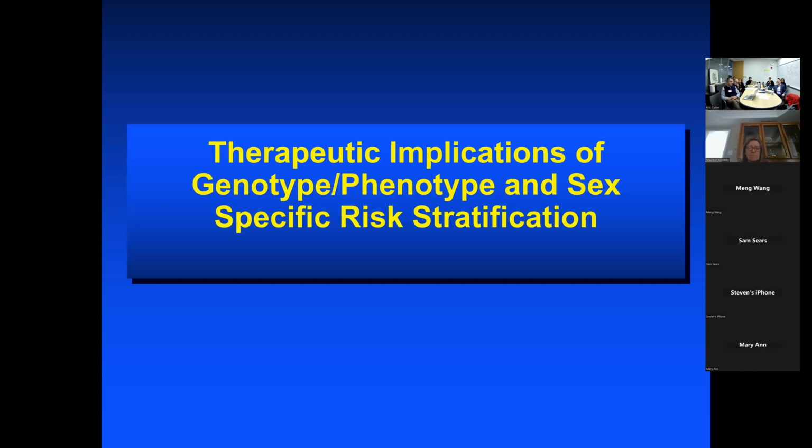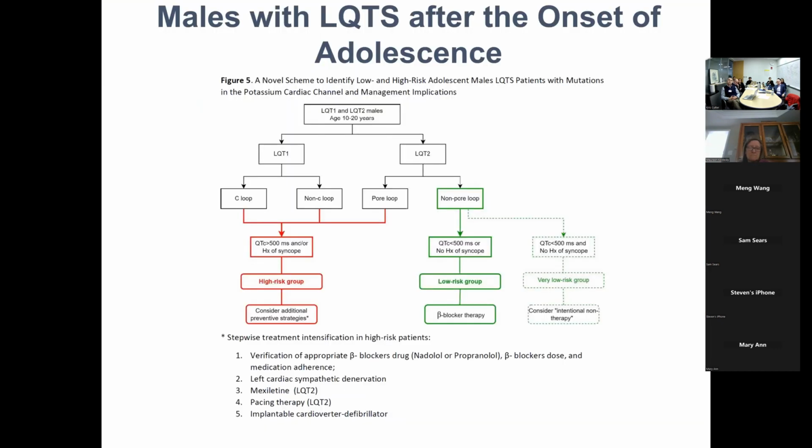And this has also important implications for how to treat our patients, because if we look at patients who have a high risk, for example, patients with LQT1 who have serious mutations, males after the onset of adolescence, or women with LQT2, we can initially give them the appropriate beta blockers, especially non-selective beta blockers. This is very important at the highest dose. Then we can go for a second stage of left cardiac sympathetic denervation, or for some additional medications that are available today, like mexiletine, pacing therapy. And only at the end, as a final result, we can offer our patients an ICD.